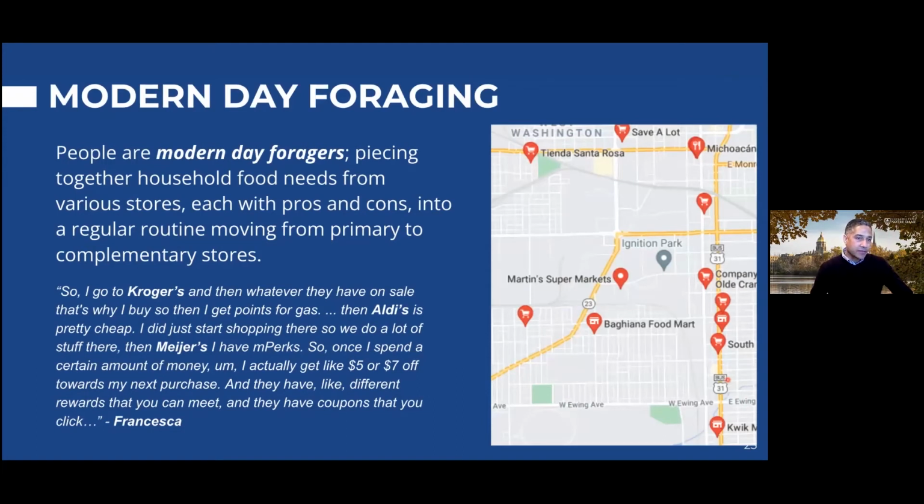They piece together their food needs from various stores, and each store has its pros and its cons. This is part of their routine. They start at a primary store. That's the store that satisfies the most factors that are important to them. And then they move on to secondary stores, which are often less convenient, but they may offer something that the primary store doesn't. It could be sales on certain items. It could be more selection. It could be unique or cultural items. In this case, Francesca stops at multiple stores based primarily on the sales and the deals that they are offering.